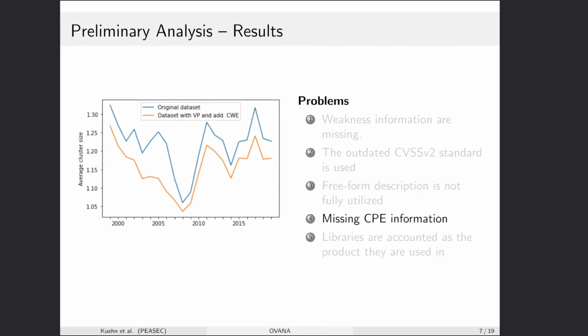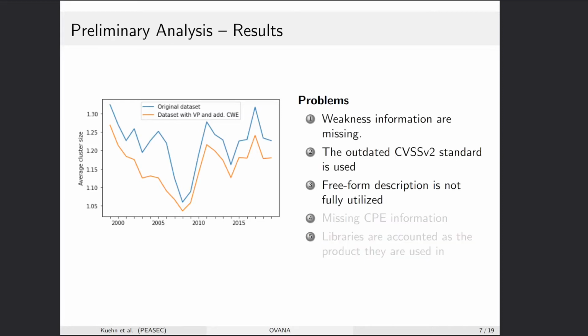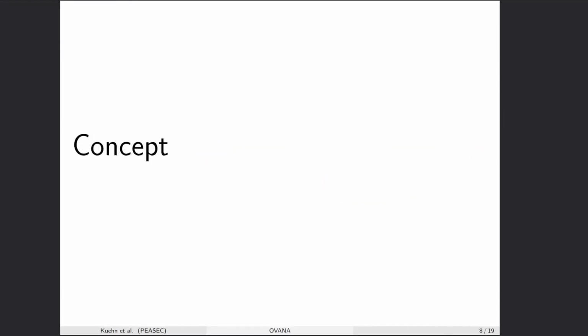Then we identified missing CPE information. For example, the description might state specific versions of software which are affected by this vulnerability, which are not captured by the CPE. And last but not least, libraries are counted as the product they are used in. This might be problematic if the library is used in different products and the products only watch for vulnerabilities related to this library, and then they might miss some vulnerabilities. In our research, we focus on problems 1, 2, and 3, and problems 4 and 5 are left for future work. With this, I present you the concept of our implementation of the tool OVANA.